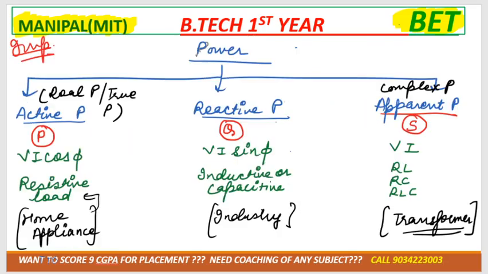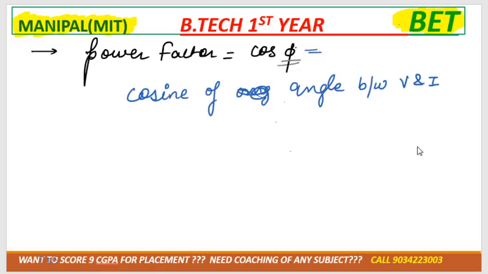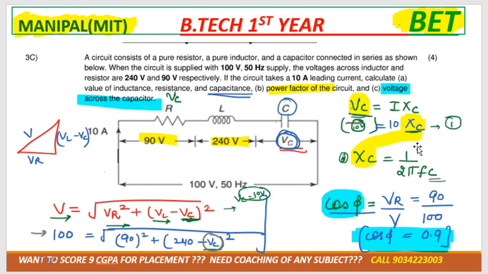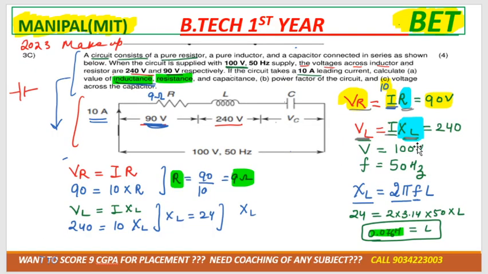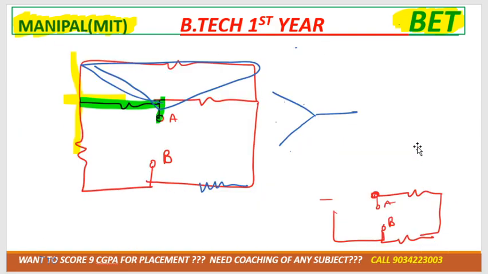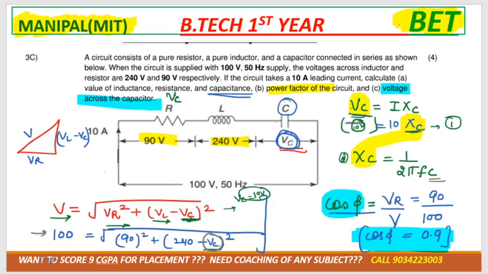Then after that we'll have the power. We'll have three different types of power: active power, reactive power, apparent power. Active power formula is VI cos phi, reactive power formula is VI sin phi, apparent power formula is VI. We'll have cos phi, that is power factor. Okay, and these questions we have done from your paper.